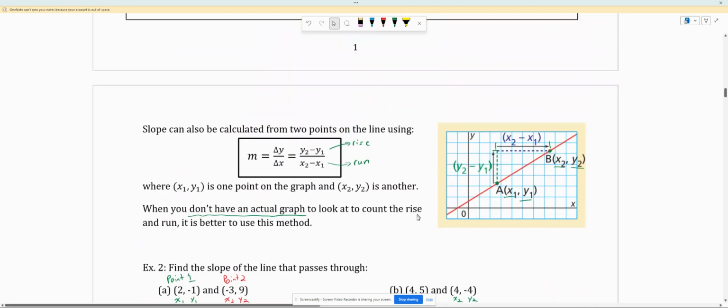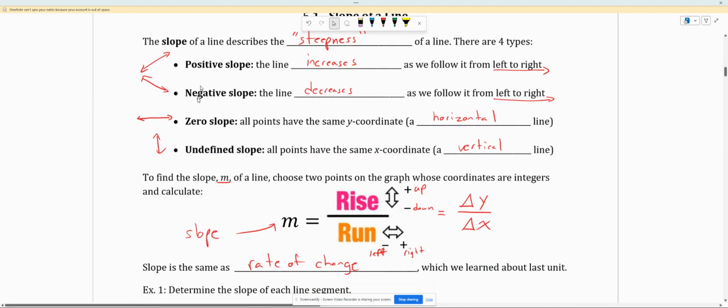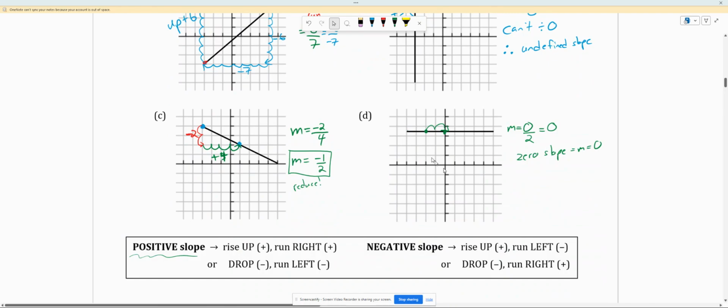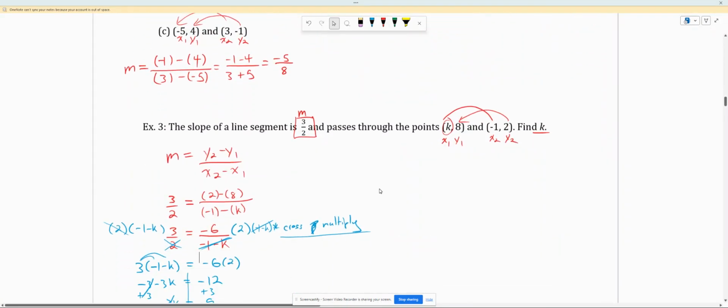Okay, so that's what we learned in this first lesson. We learned about what the slope of the line is. We have 4 different types of slopes. Positive and negative are the majority of what you'll deal with, and sometimes a 0 or an undefined slope. We looked at them graphically, and then we learned how to determine slopes when all we know is 2 given points and when one is a variable.